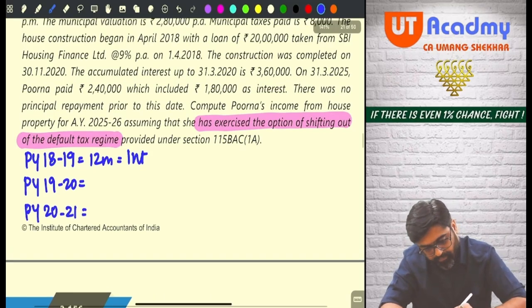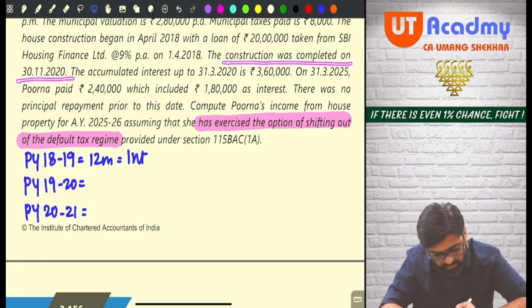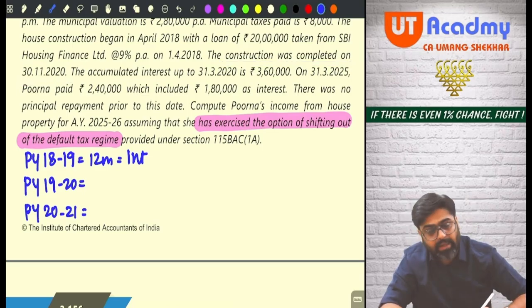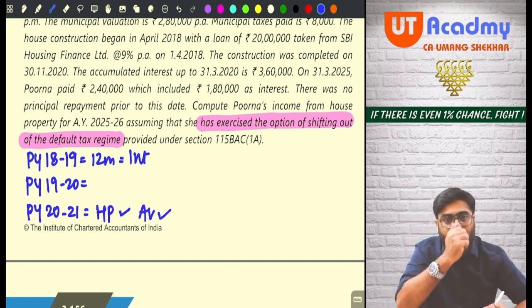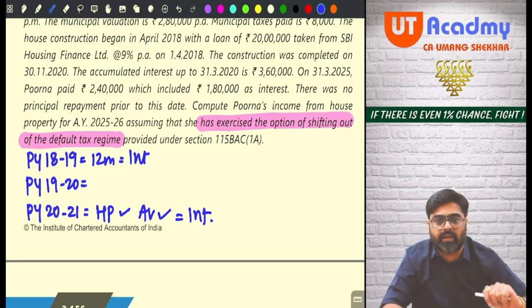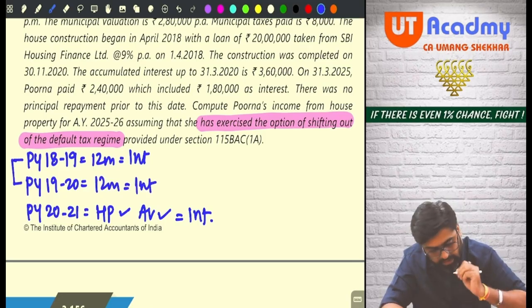Please check. The construction was completed on 30th November 20. So in the previous year 2021, now you have house property. Now you will calculate annual value also from 2021 onwards, and whatever interest starting from this year will be allowed as a deduction in the same year itself. But what about the interest for these 12 months and these 12 months, 18-19 and 19-20?